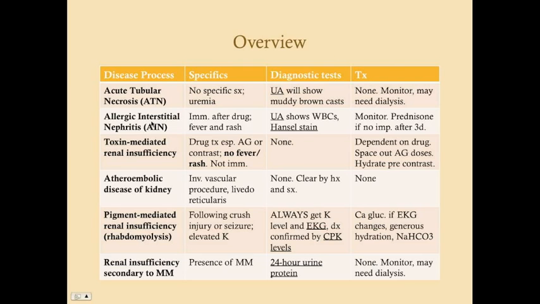A toxin-mediated renal insufficiency, these patients are going to be on specific drugs, especially aminoglycosides or contrast. But unlike allergic interstitial nephritis, which are also on drugs, these patients are not going to have a fever and a rash, and this is not going to happen immediately. This is due to toxins, not due to an allergic response.